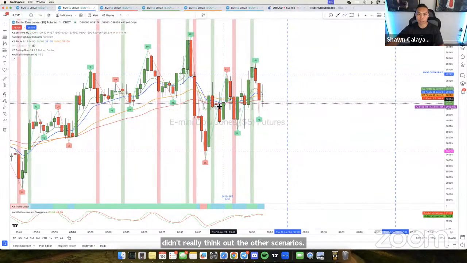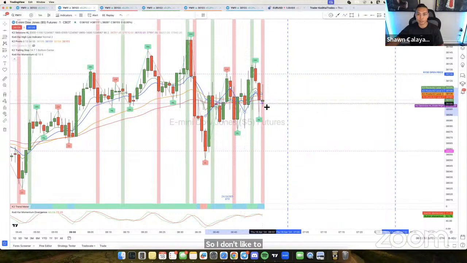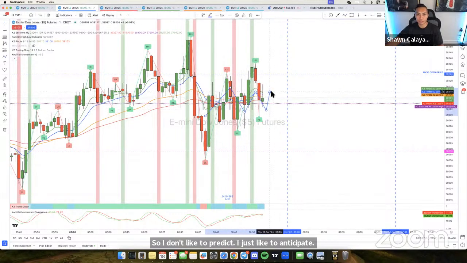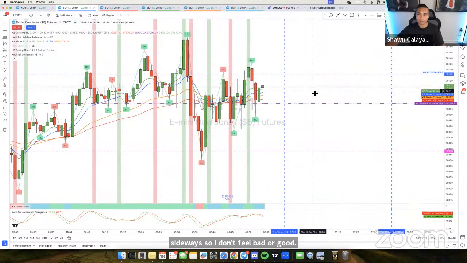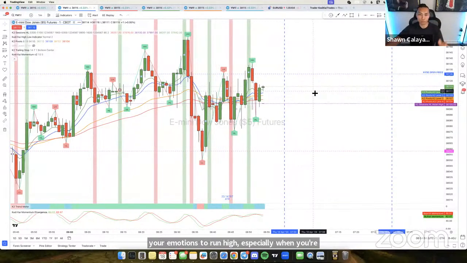Like I anticipated this to go sideways and it went sideways. So I don't feel bad or good. I just kind of knew this was going to happen. Because you don't want your emotions to run high, especially when you're trading. When your emotions are too high and you think you're always right or you think you're always wrong, it's going to cause you to revenge trade or take dumb trades that aren't even there.